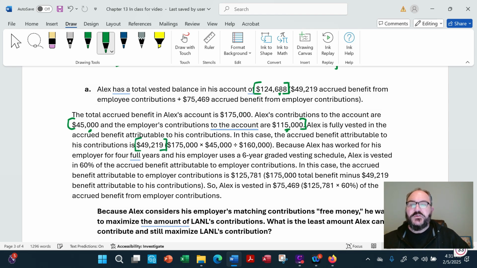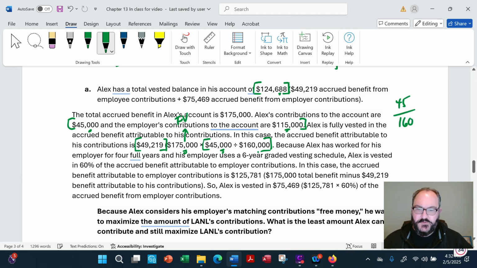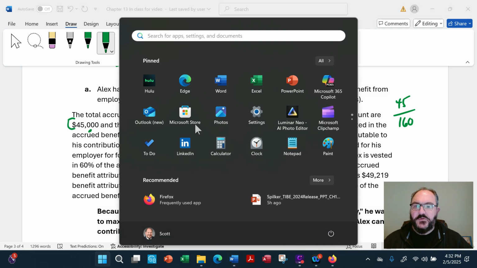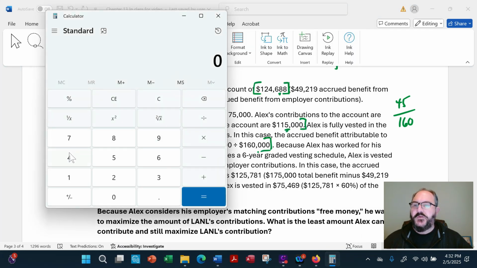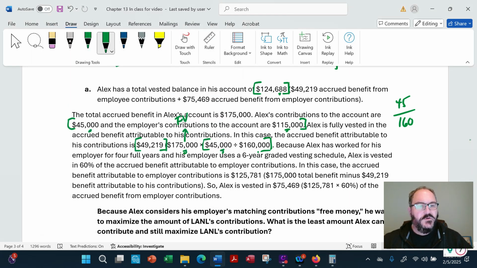How do you get that? You take $175,000. This is the full value. Times his contribution over the total amount. So this as a percentage. So 45 divided by 160. Well, let's see what percentage that is. You grab a calculator here real quick. Okay. So let's go take a look. So we got 45 divided by 160, 0.28125.